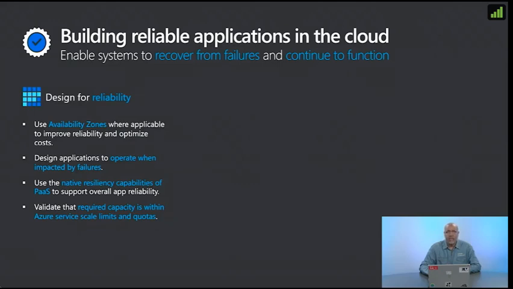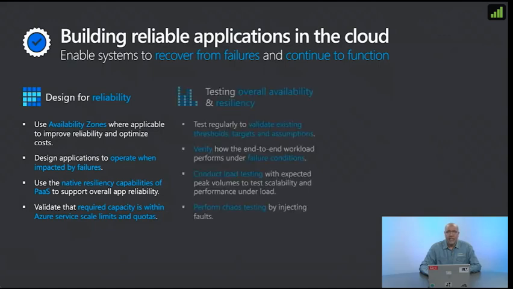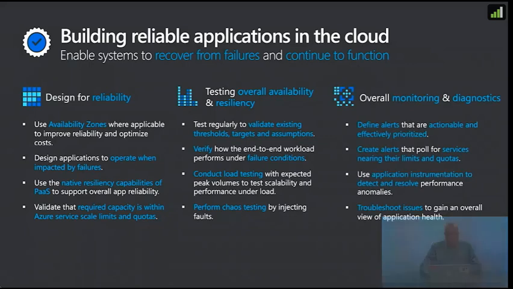Let's review the main points for design for reliability, test for availability and resilience, and monitor and diagnostics. So designing for availability, you absolutely want to use availability zones. This is the idea that we have clusters of data centers that are set up for high availability within a single region. You absolutely want to design your applications to operate when they're impacted by failures. And one of the ways you can do that is to use PaaS services that have this availability built into them.